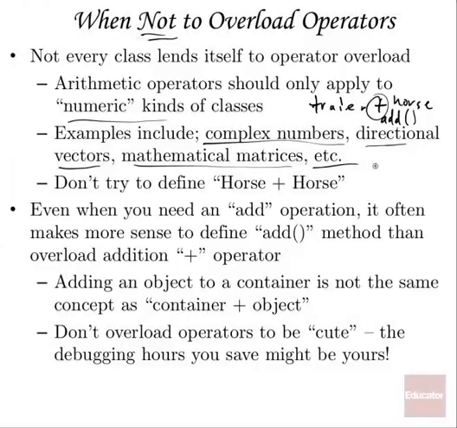So for those types of classes, yeah, overload your plus sign, minus sign, whatever. But don't try to define horse plus horse, please. It'll just add confusion. So even when it seems like you're adding something to something, such as adding the horse to the trailer, just make an add method for that particular class. Don't overload the plus unless it really is a numeric class.